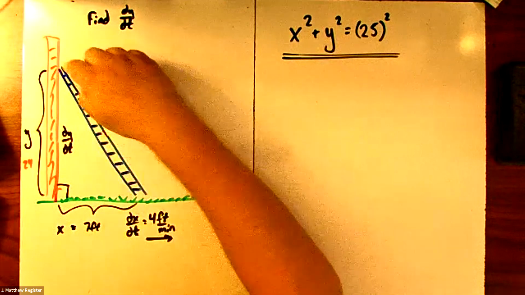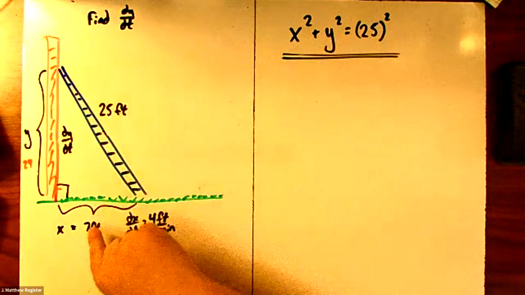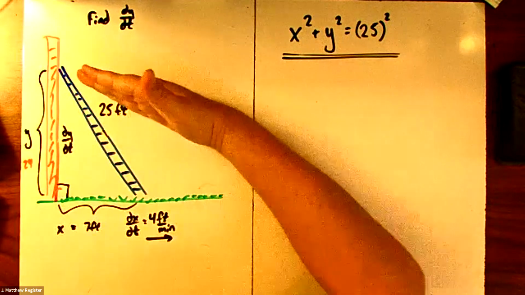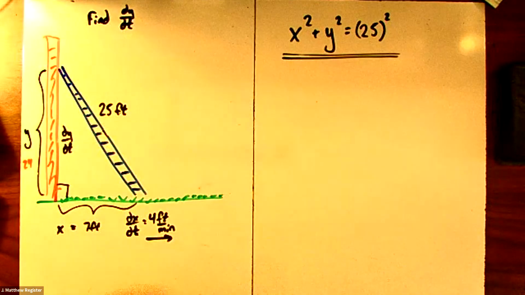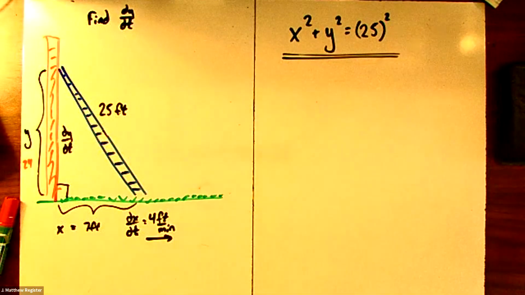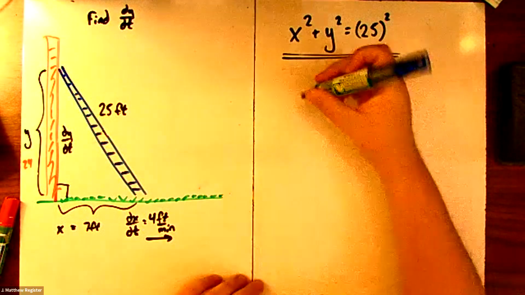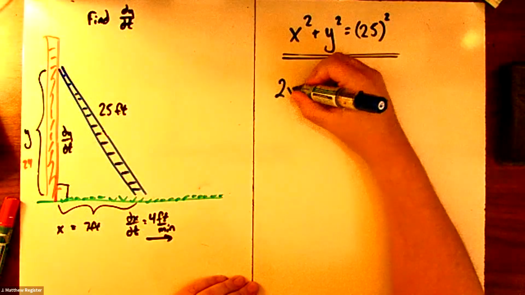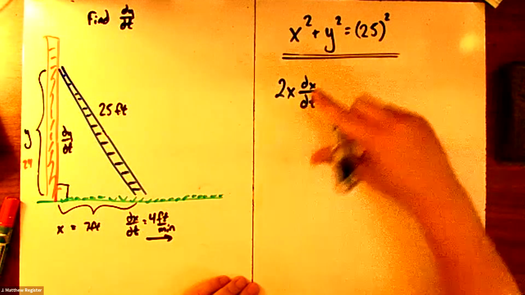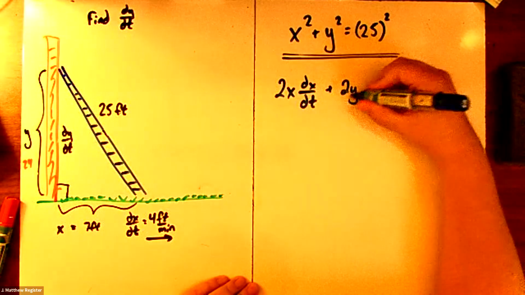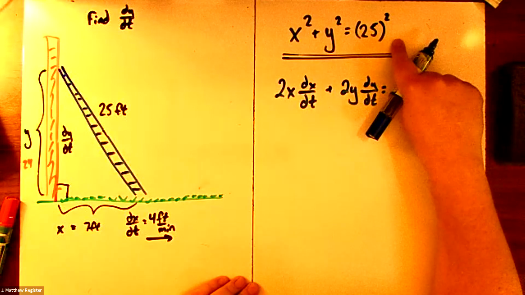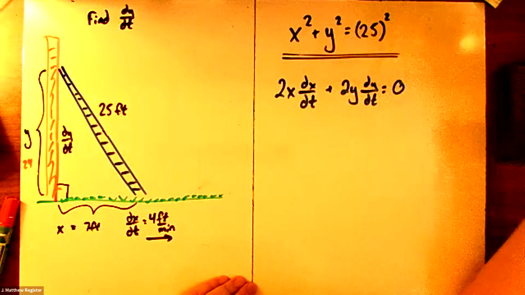The idea being, if this ladder is shifting down, then it's only going to be 7 feet for an instantaneous moment. And to figure out rates of change, we need to see how it's actually changing. And so let's take the derivative of this formula with respect to t. That would give us 2x dx/dt, because we're taking the derivative with respect to time, plus 2y dy/dt equals the derivative of 25 squared, which is 0.